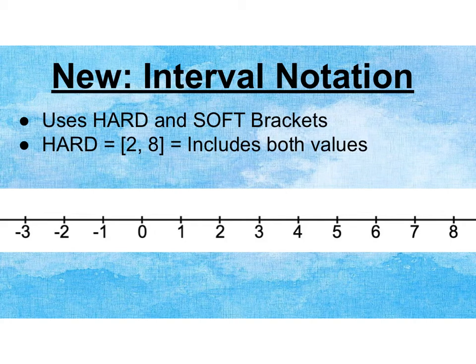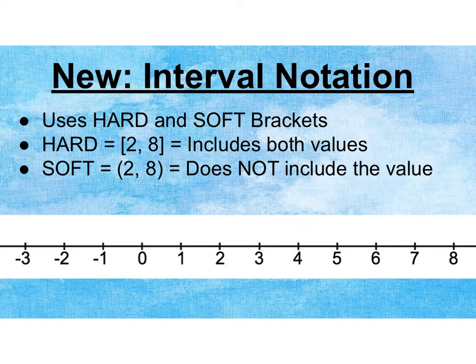We're now going to introduce new interval notation, and it's going to be using a hard and soft bracket. The hard bracket is going to include the numbers, like when you have a less than or equal to sign. So this is read as hard bracket 2 to 8 hard bracket. That means it's going to include 2, so it's going to get a closed circle. It's going to include 8, and it's going to be everything in between.